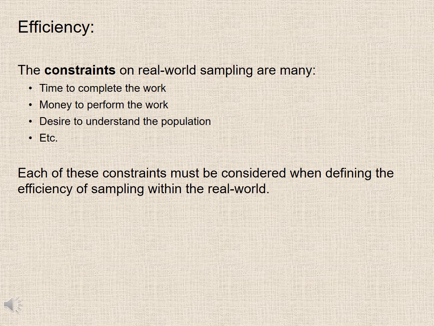When working in the real world, we have many constraints on our sampling efficiency to contend with. These most commonly include the time required to complete the work, money to perform the work, and the desire to understand the population. Each of these must be considered when defining the efficiency of sampling within the real world, and when designing your sampling protocol. It is fairly intuitive how time and money could influence our ability to sample as much as statistical theory says we should. However, the third reason is not as transparent.